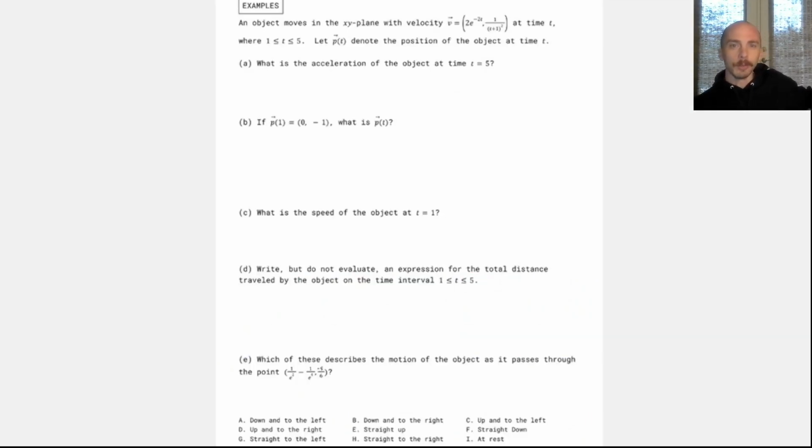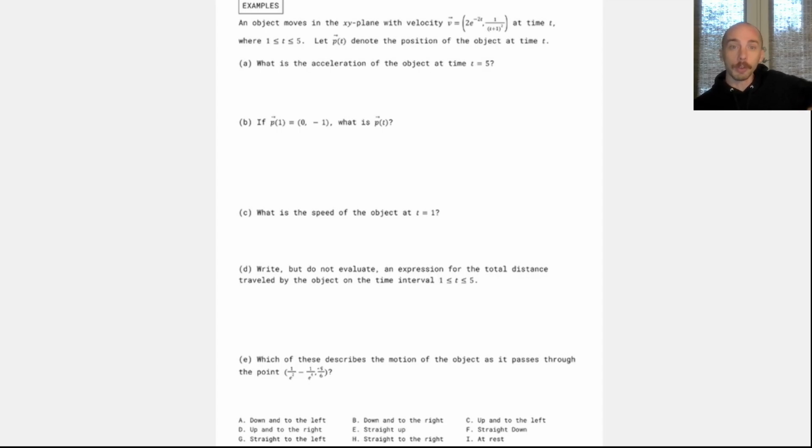And this will be a good particle motion example for us to end with. So an object moves in the xy plane with velocity given by v equals 2e to the negative 2t and 1 over t plus 1 squared at time t, where t is between 1 and 5. Let p of t denote the position of the object at time t. What's the acceleration at time t equals 5?